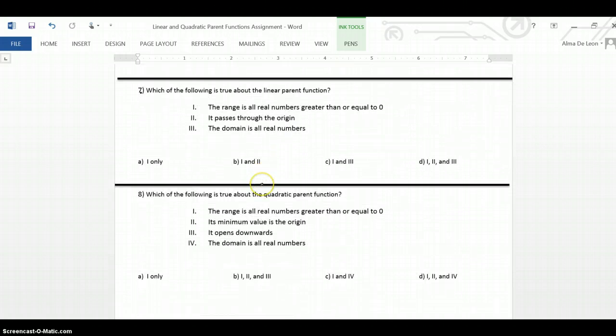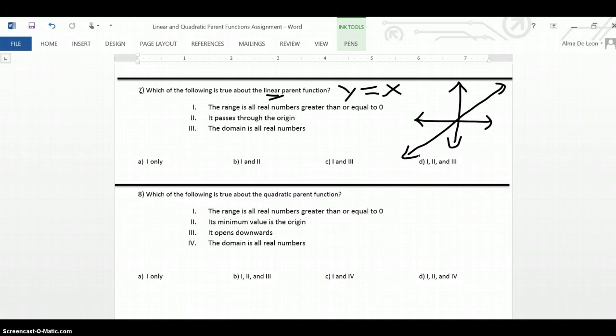Number 7, which of the following is true about the linear parent function? Again, linear, I'm looking at line. The linear parent function is y equals x, and it looks like this. It passes right through the origin.